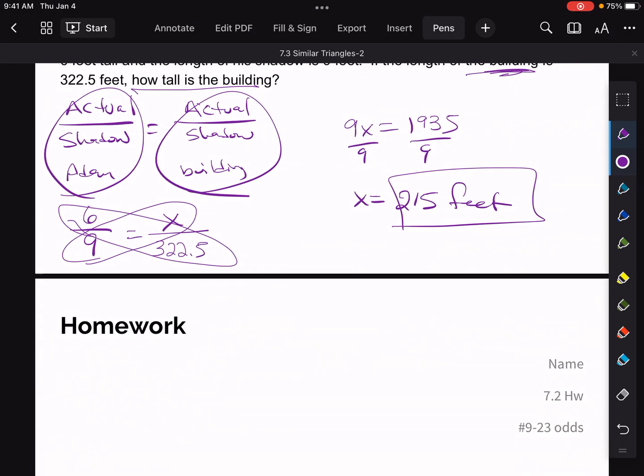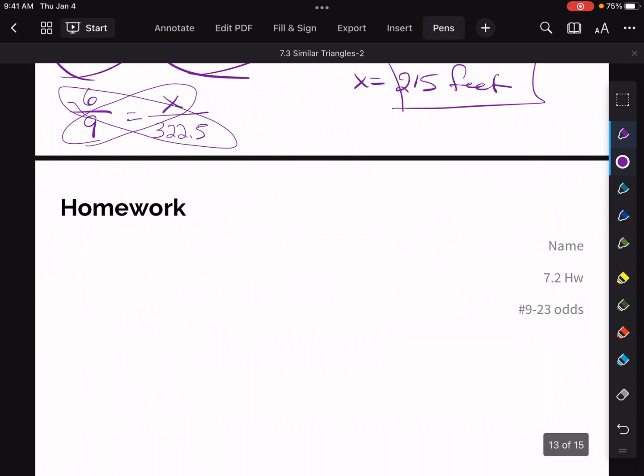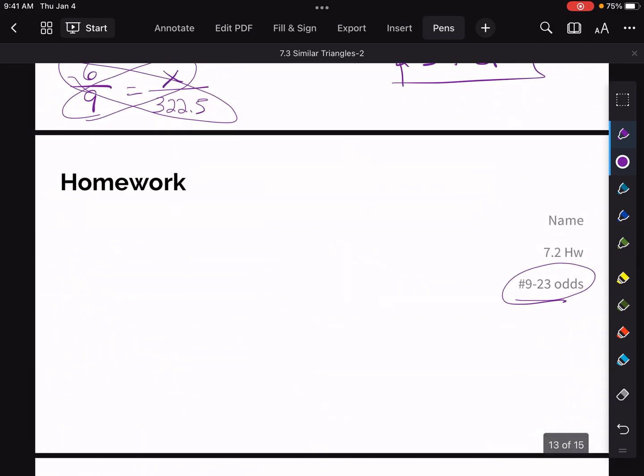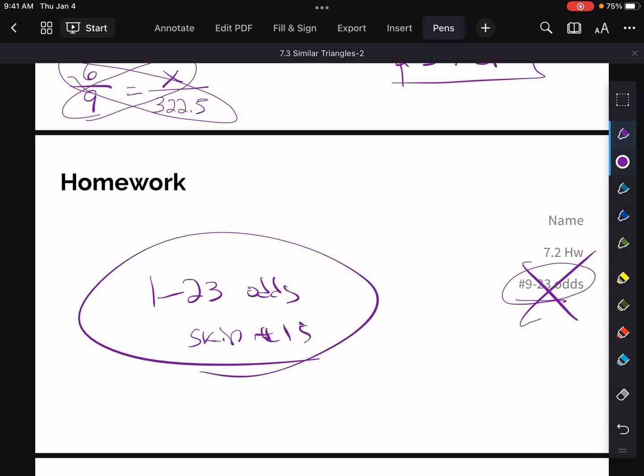So for the homework, I said 9 to 23 odds here, and it says 7.2, which is really weird. But I think what I want you to do is actually, so I'm not going to do that. Let's do 1 through 23 odds. We're going to skip number 15. There's your assignment, and we'll catch you next time.